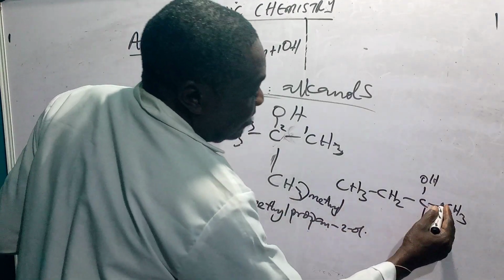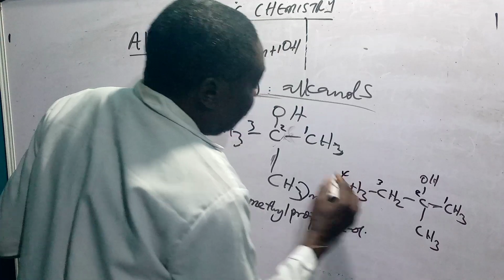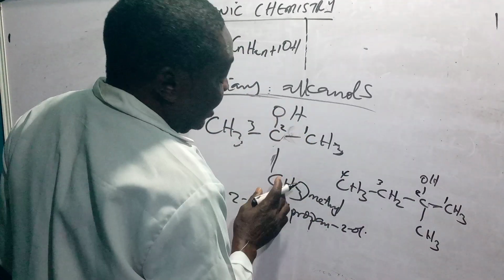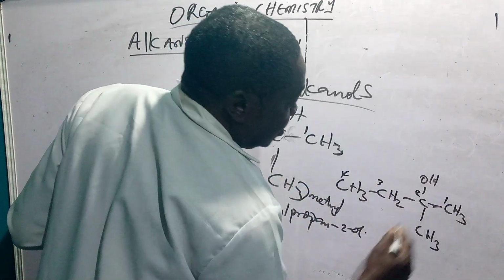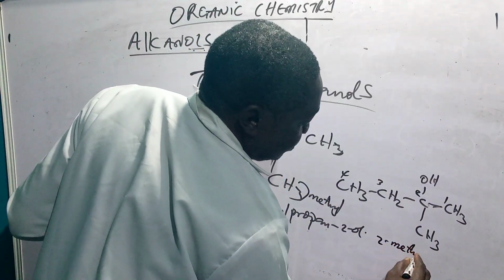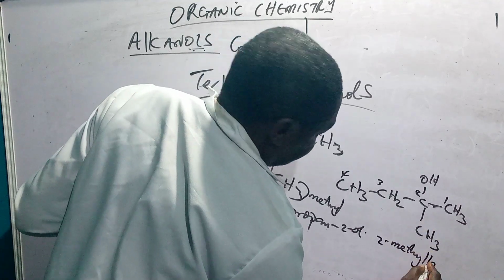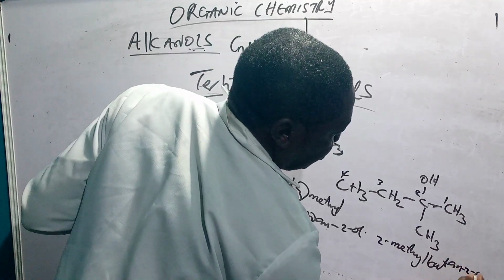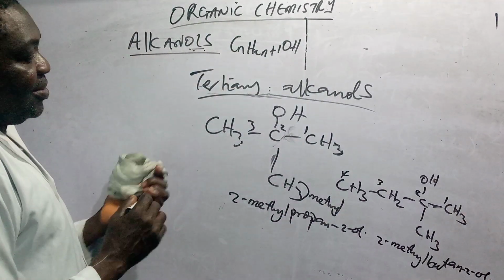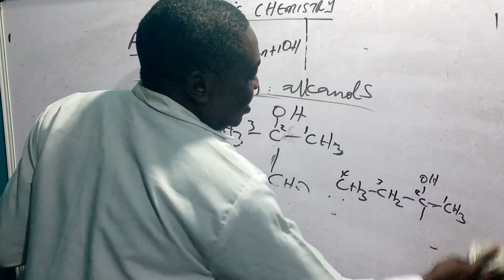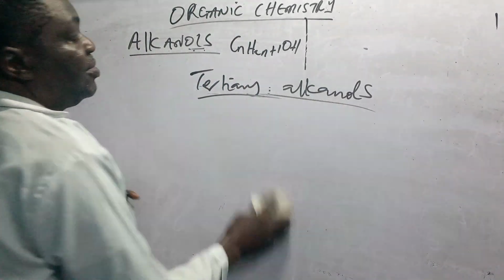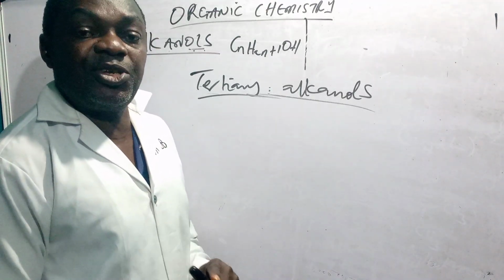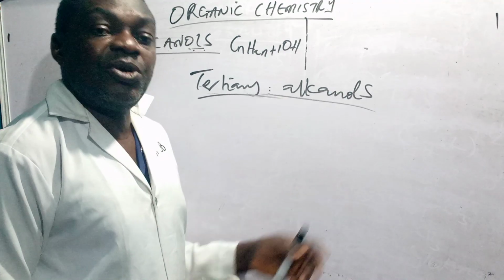So for this, you start from this side: 1, 2, 3, 4. Remember, you can start from any side since they are the same distance from the functional group. It's not the alkyl group that matters this time around. So you have 2-methylbutan-2-ol. So these are tertiary alkanols. So that is that on the classification of alkanols based on the position of the OH group. The previous one was based on the number of hydroxyl groups. This time around, it is based on the position of the OH group.